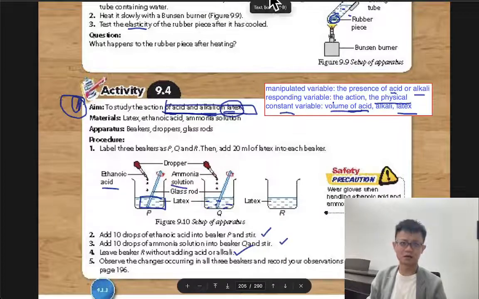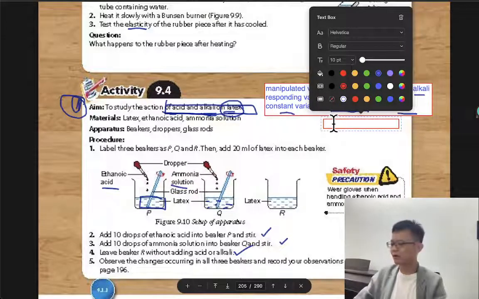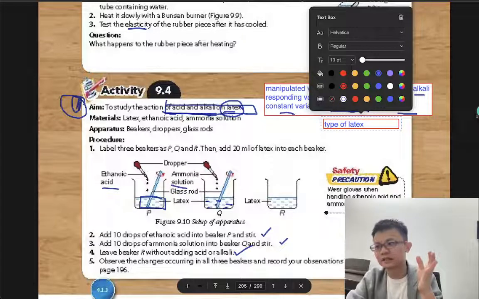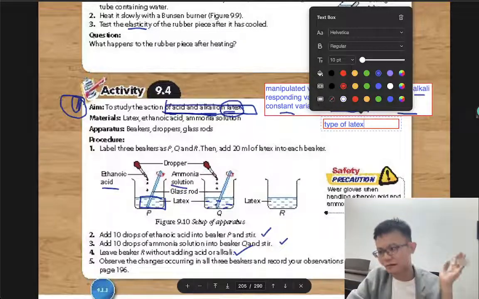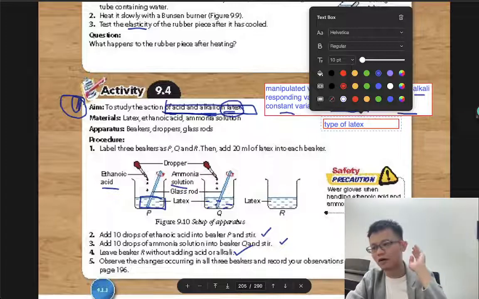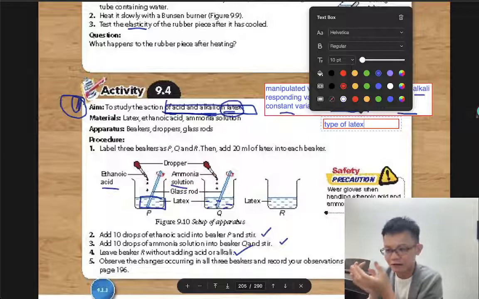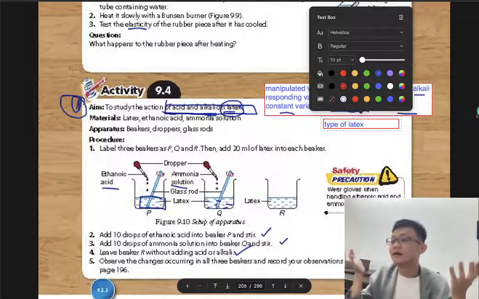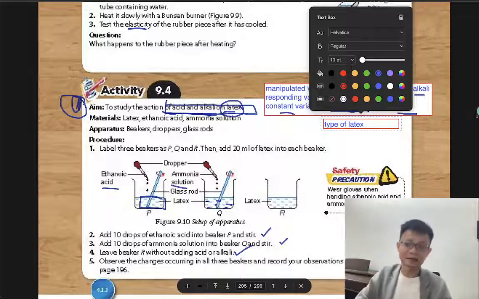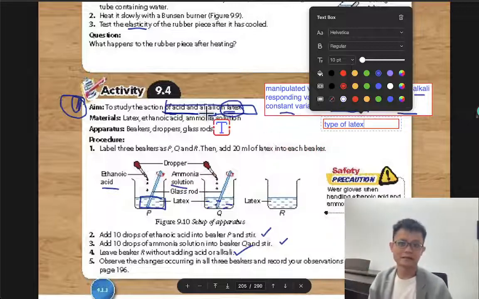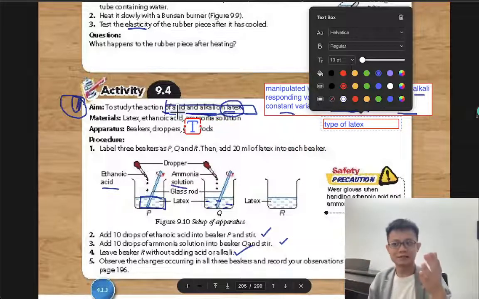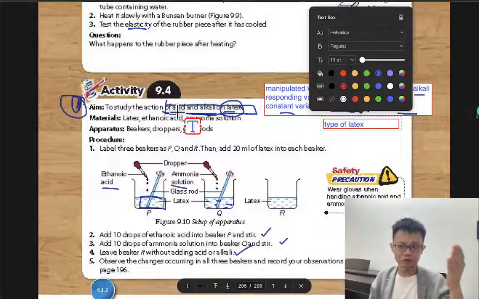So we need to eliminate the other variables that try to disturb the experiment. Usually there are a lot of constant variables, or maybe I can say even the type of latex. It must be from the same type. You don't want latex from Malaysia and another one from Brazil, where maybe the quality is better, or one from a good tree and another from a not so good rubber tree. Then what are you testing? That is not testing the acid and alkaline. That is testing the tree. You want to test that tree A rubber is better than tree B rubber.